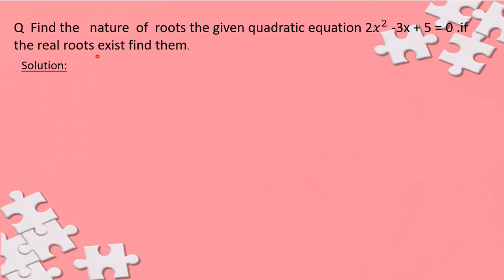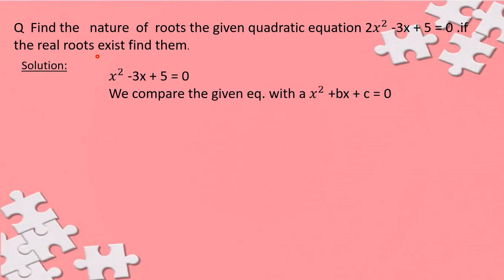So as we know, the equation given is 2x² − 3x + 5 = 0. When we compare this with the standard form of a quadratic equation ax² + bx + c = 0, we get a = 2, b = −3 and c = 5. Now, as we have to find the nature of roots, first we have to find the discriminant.